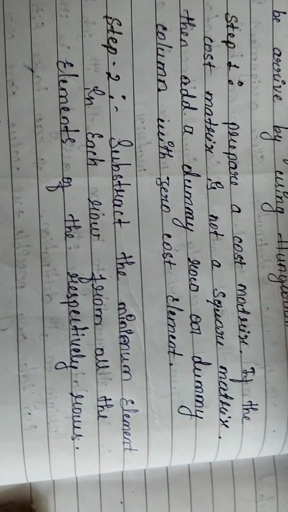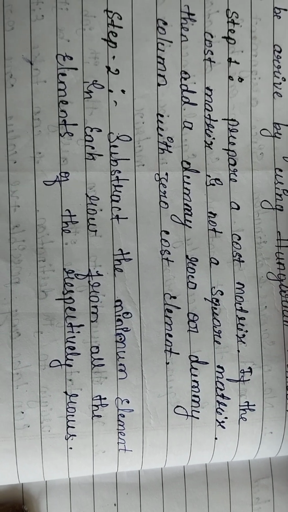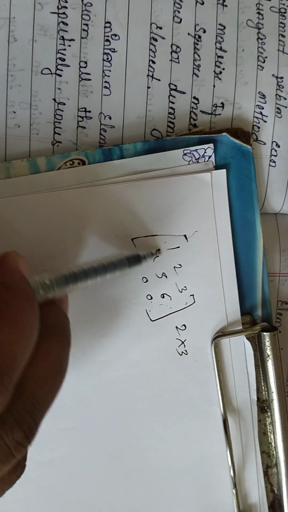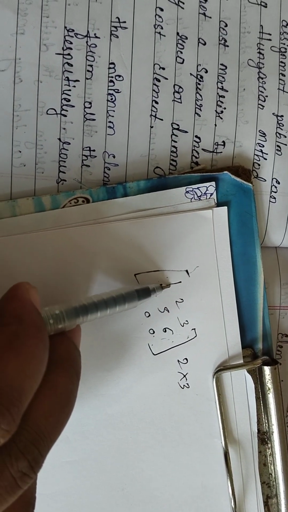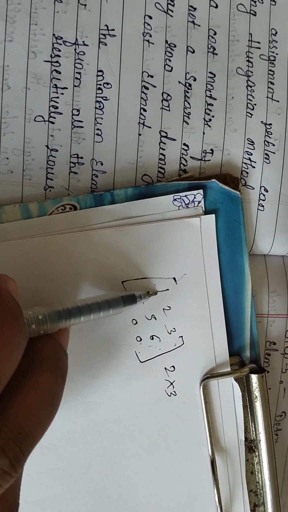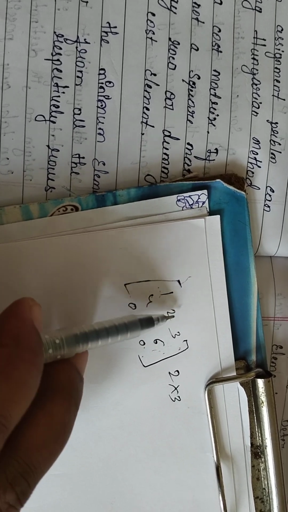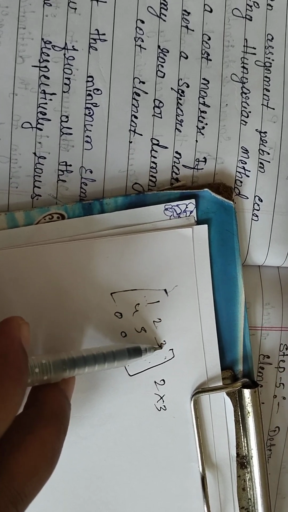Okay, that is the first step. Second step, subtract the minimum element in each row from all the elements of the respective rows. Whichever element is the least in a row, take that element and subtract it from that corresponding row: 1 minus 1, 2 minus 1, 3 minus 1, like this.